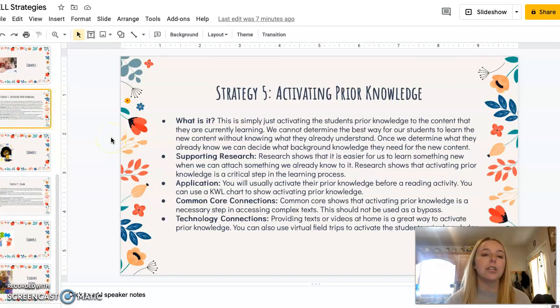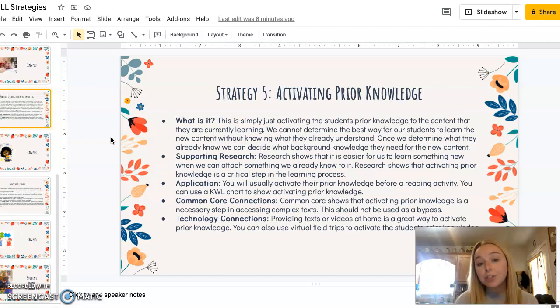And then the next strategy is activating prior knowledge. So this is basically just activating their prior knowledge to the content that they are learning. Prior knowledge is something that they already know. So we cannot determine the best way for our students to learn the new content without knowing what they already know about this. Supporting research shows that it is easier for us to learn something new when we attach something to it that we already know. It also says it's a critical step in the learning process.